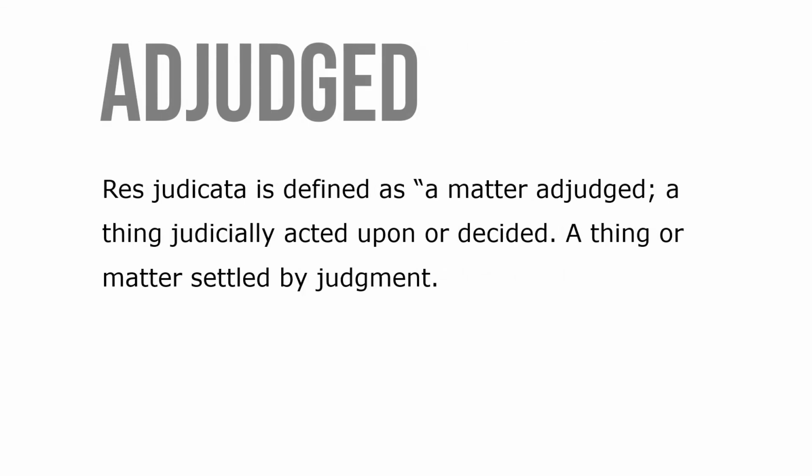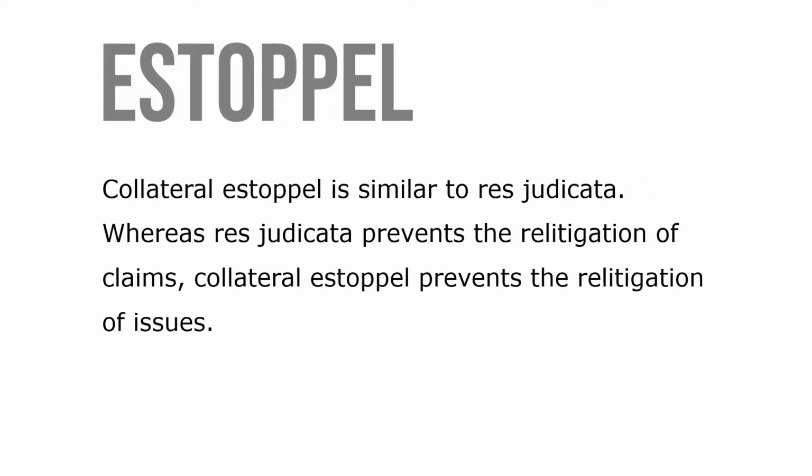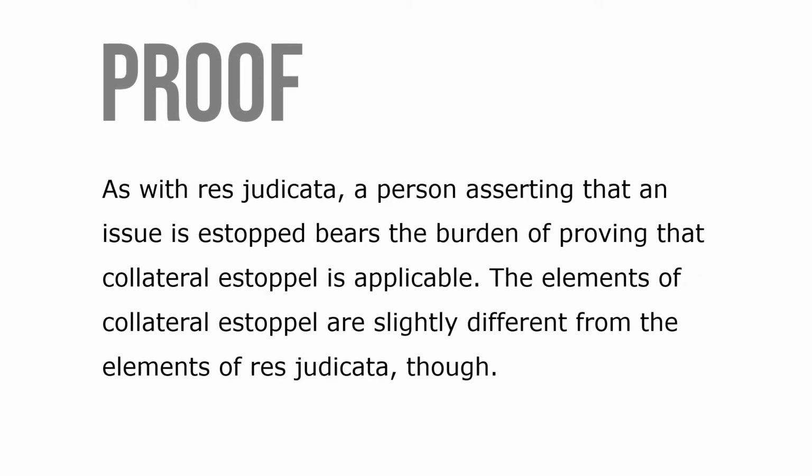Res judicata is defined as a matter adjudged, a thing judicially acted upon or decided, a thing or matter settled by judgment. Collateral estoppel is similar to res judicata. Whereas res judicata prevents the relitigation of claims, collateral estoppel prevents the relitigation of issues. As with res judicata, a person asserting that an issue is estopped bears the burden of proving that collateral estoppel is applicable. The elements of collateral estoppel are significantly different from the elements of res judicata, though.